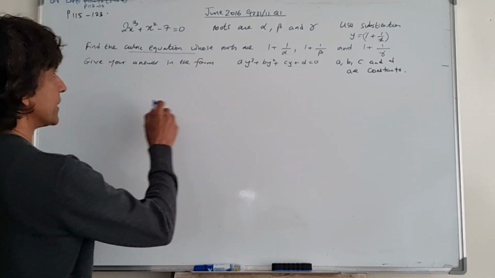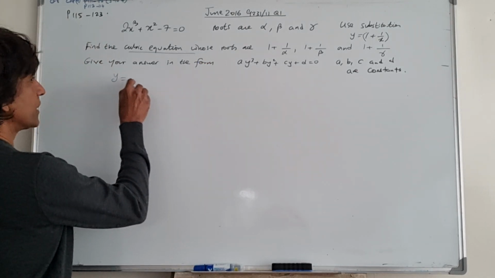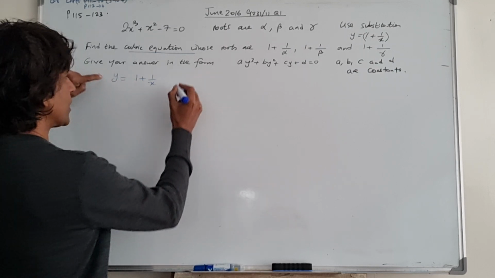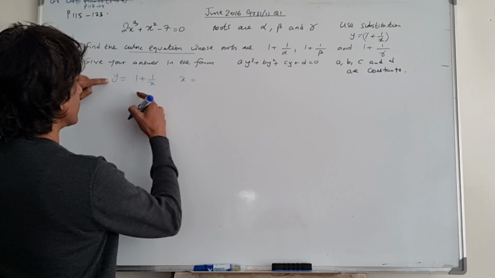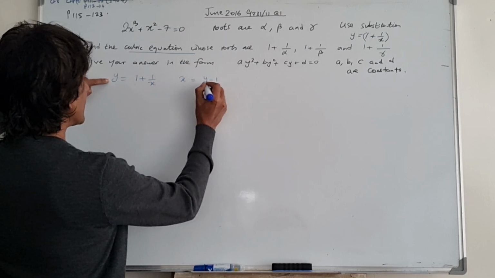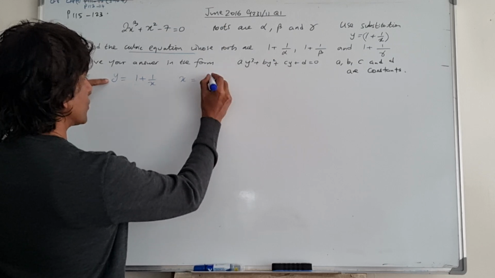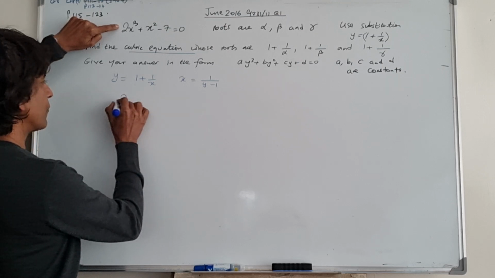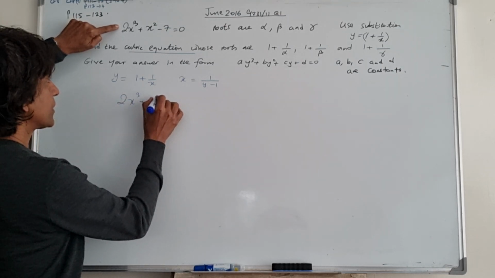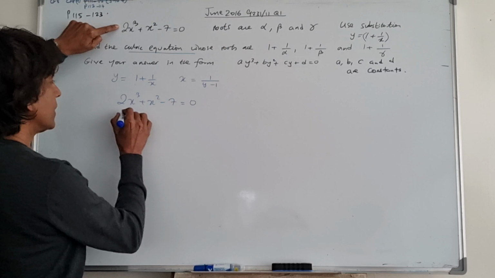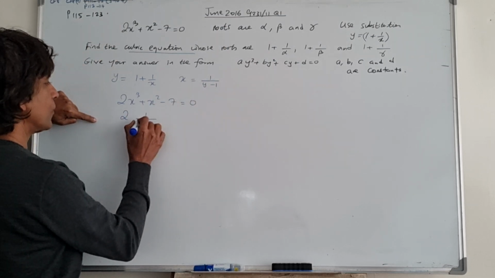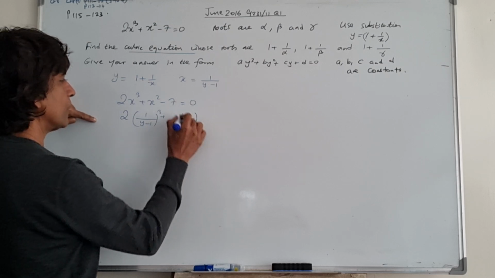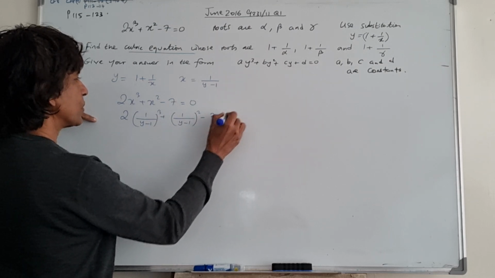Now, the first thing I would do is take the substitution y is equal to 1 plus 1 over x and make x the subject, which then becomes x is equal to 1 over y minus 1. Take that substitution and put it into this equation here. We have 2x cubed plus x squared minus 7 is equal to 0. So 2 times x cubed is 1 over y minus 1 to the cube, plus 1 over y minus 1, all of that squared, minus 7 is equal to 0.